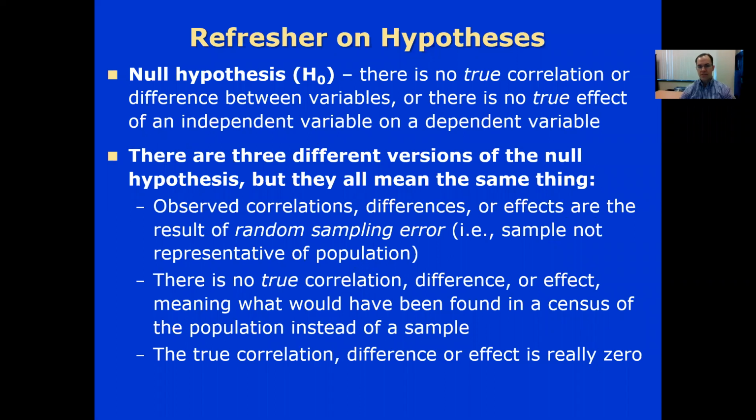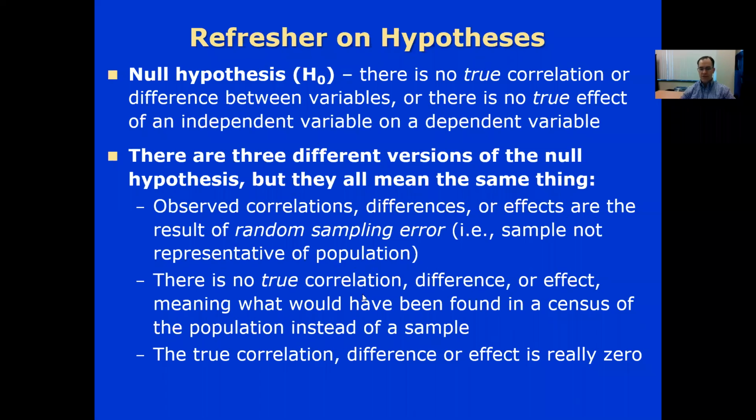Now, the next is the null hypothesis, represented by H subscript 0, sometimes known as the H naught. And what this hypothesis indicates is that there is no true correlation or difference between variables, or there's no true effect of an independent variable on a dependent variable. So in other words, you figure there will not be any type of change, as an example, or an effect.